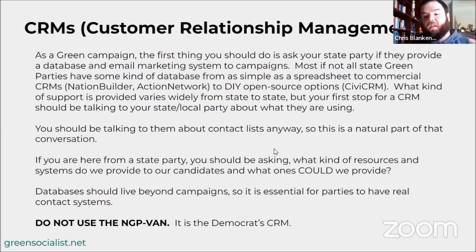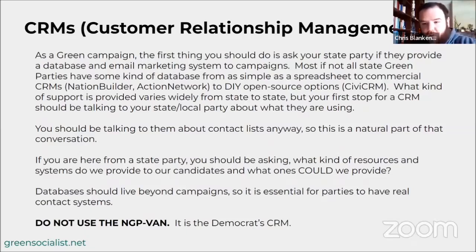So the first thing that, in my opinion, campaigns need to get set up is called a CRM. In the corporate world, that's customer relationship management. Contact relationship management is another term that is more appropriate for us. But as a green campaign, the very first thing you should do is talk to your state party, your local party, and see if they provide an email, if they provide a database, if they provide a marketing system. Most, if not all, green state parties have some kind of database. In some parties, it may be as simple as a spreadsheet.